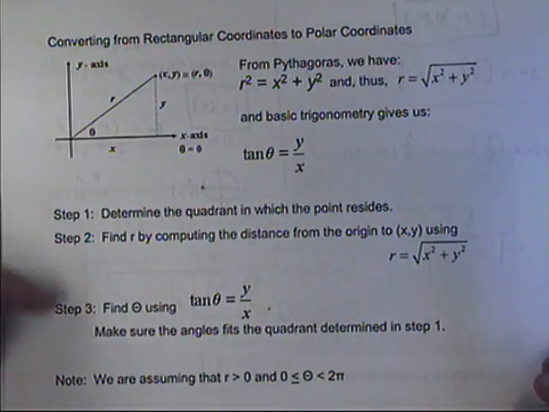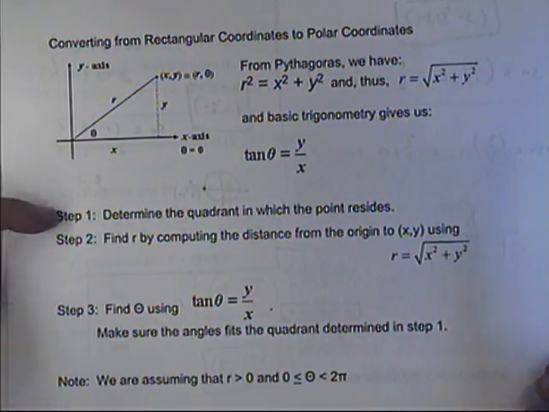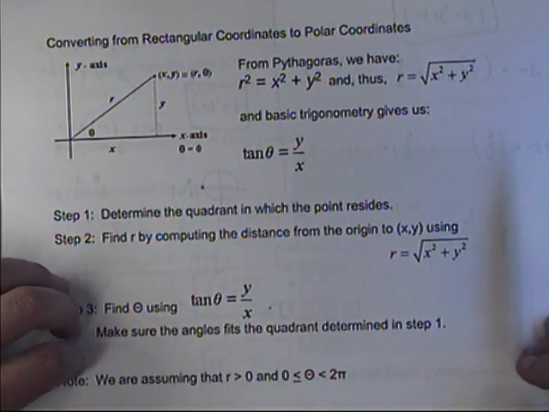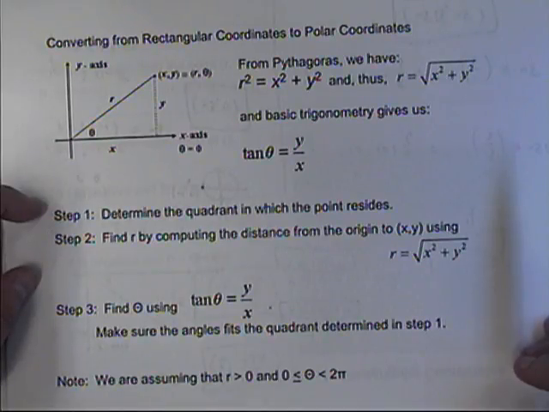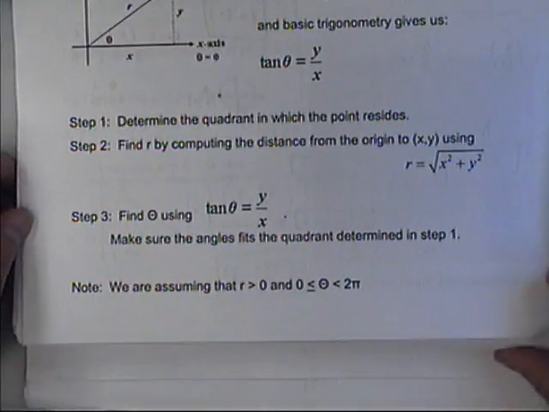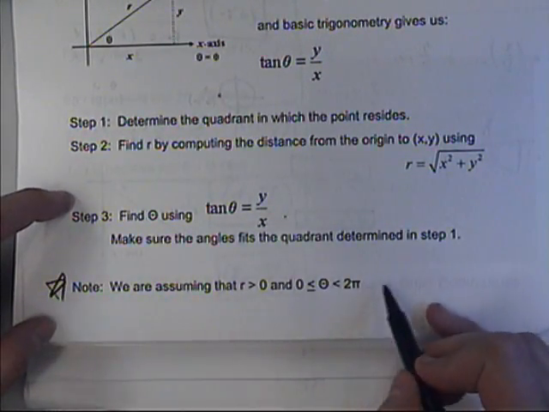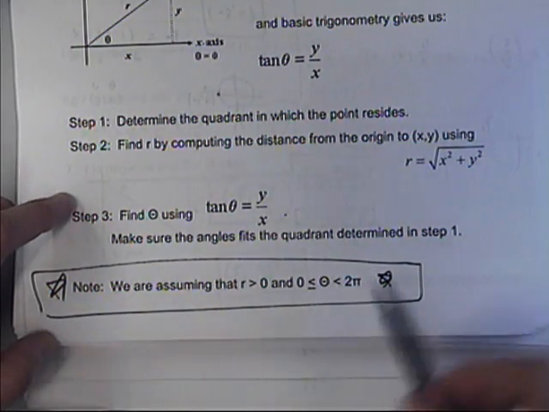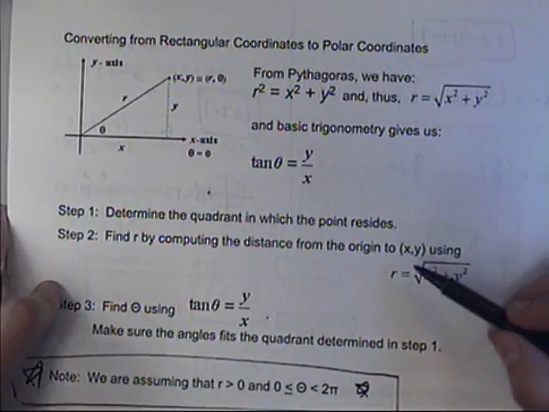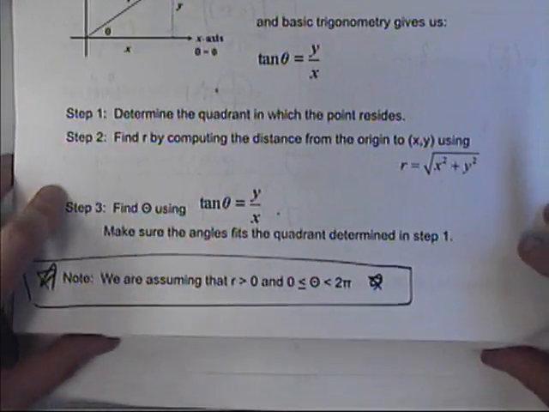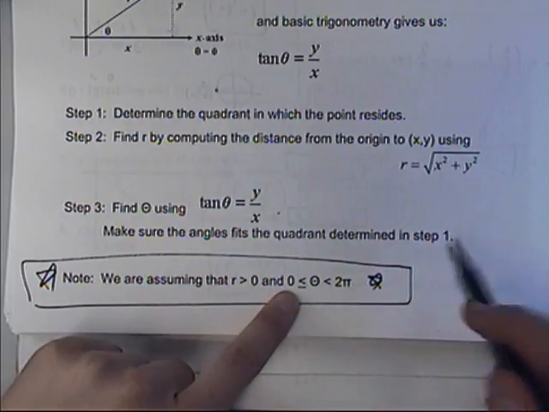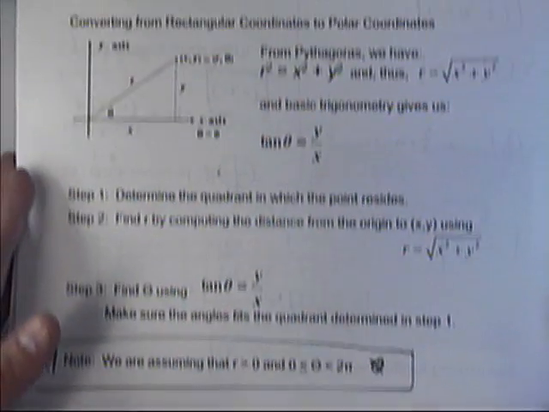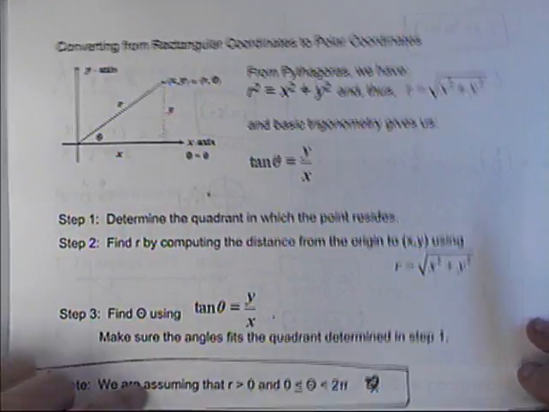So it's a three-step process, as you can see here. Determine what quadrant you're in, find r, and then find tangent, and then find theta using tangent. Now we are assuming, and this is important to note, that the radius is greater than 0. That means that we're assuming that the radius is positive. So that's why, again, this formula here is just a positive square root. We're also assuming that theta is going to be between 0 and 2 pi, so somewhere in that first positive rotation around the axes. That's a good thing to know.